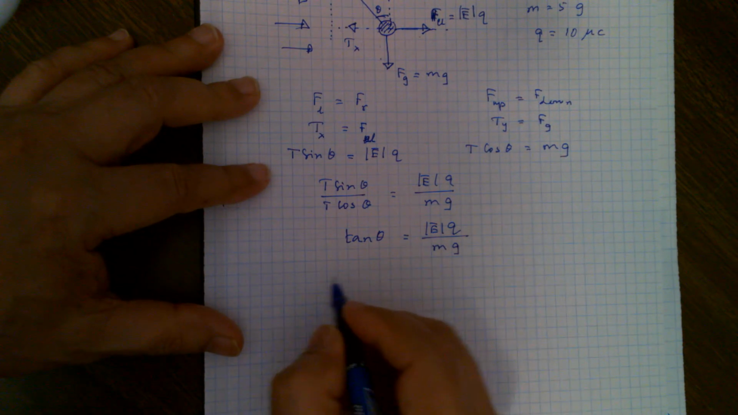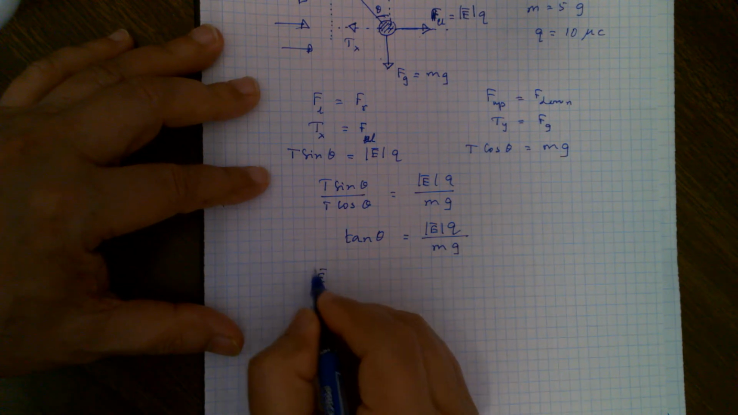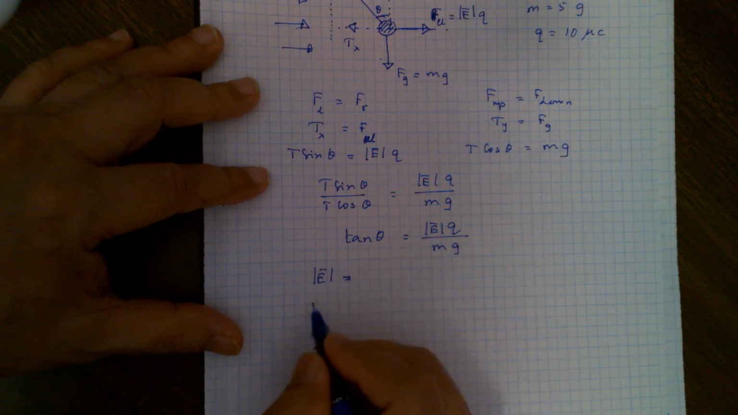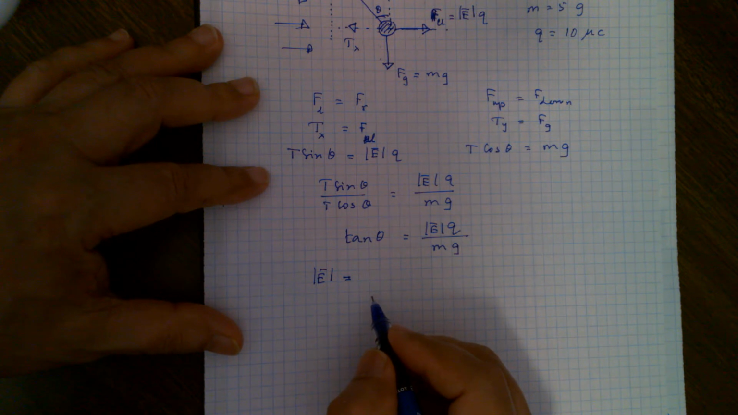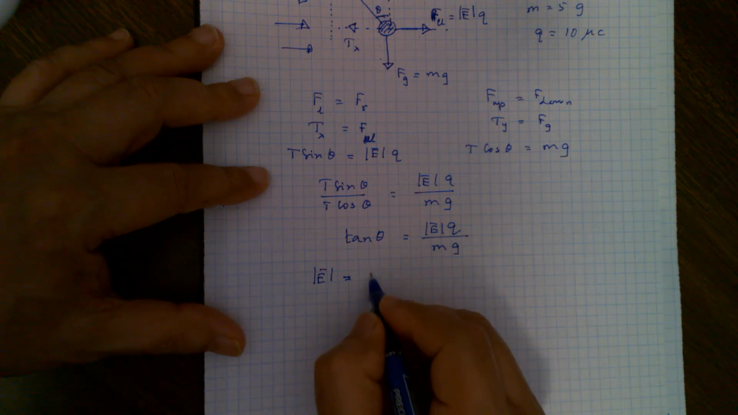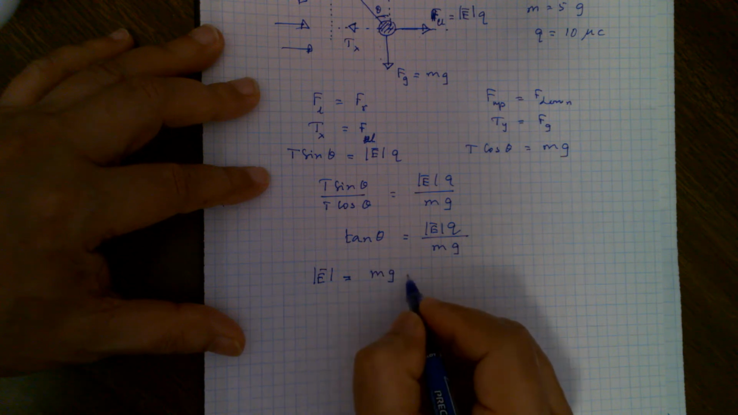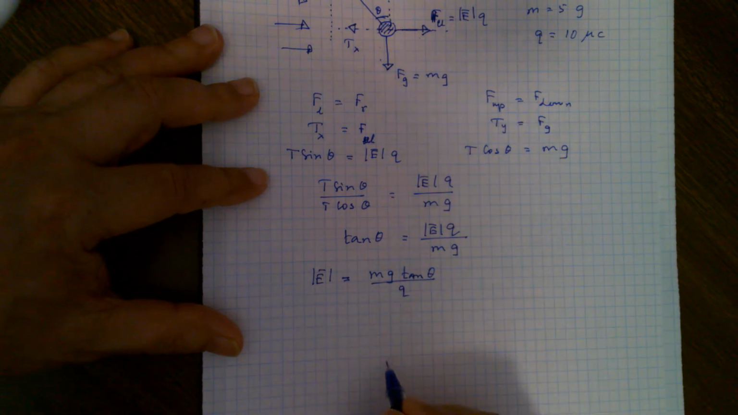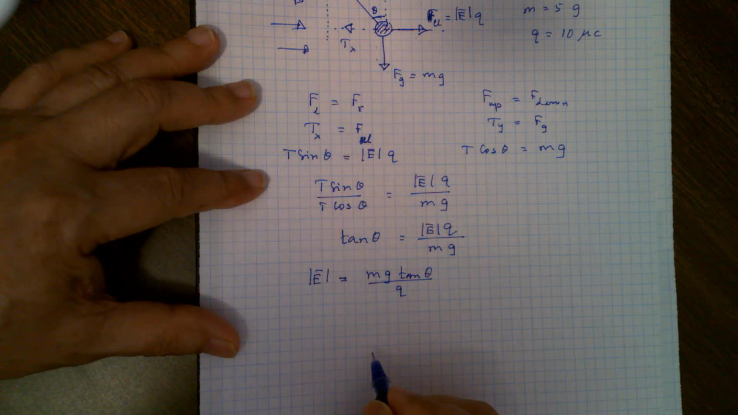From there I can find E. So don't put numbers in before you find what you want. So electric field E is equal to mg times tangent theta by Q. Okay, mg times tangent theta by Q.